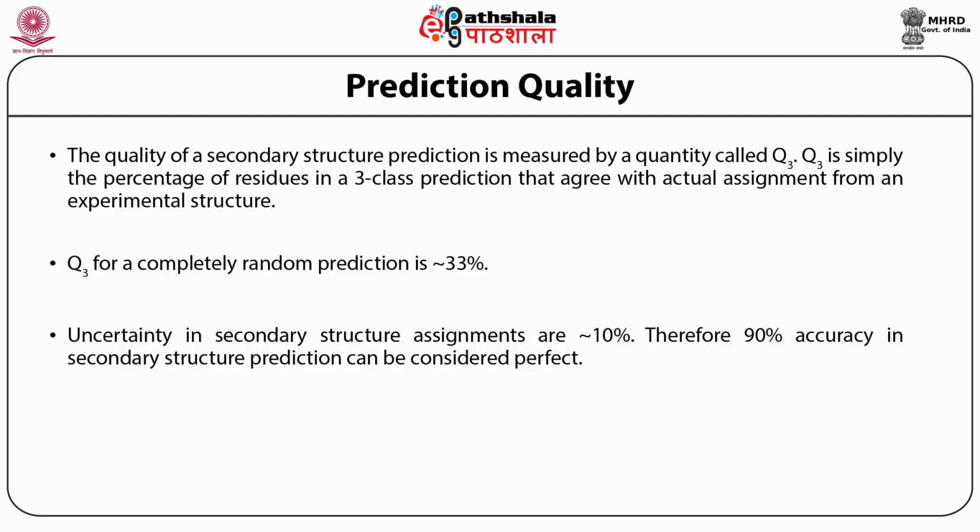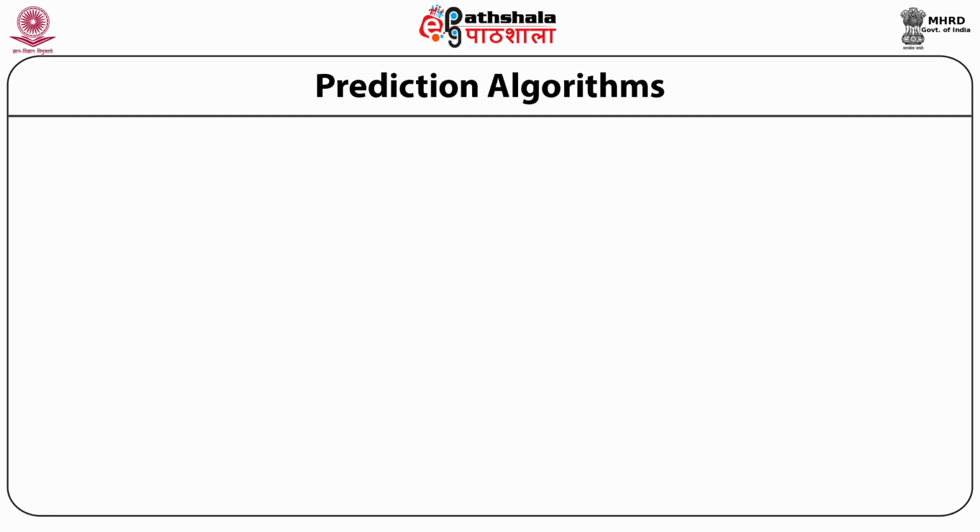So the maximum accuracy that one can achieve by a prediction program is around 90%. If we get about 90% accuracy, then we will consider it perfect prediction. So there are various different types of secondary structure prediction algorithms.